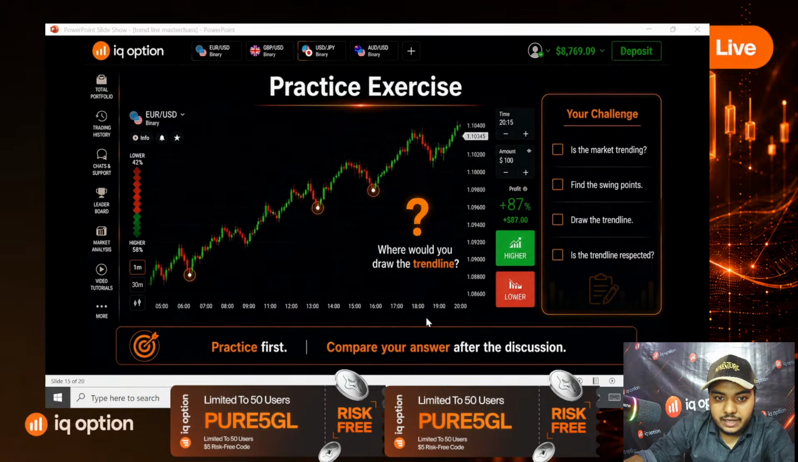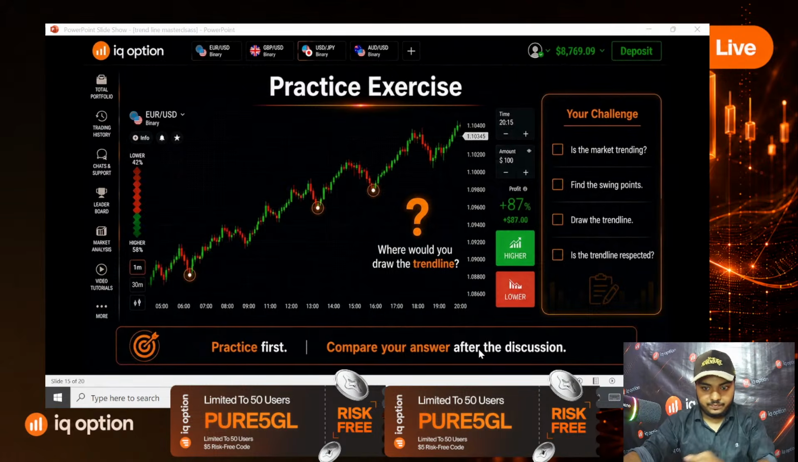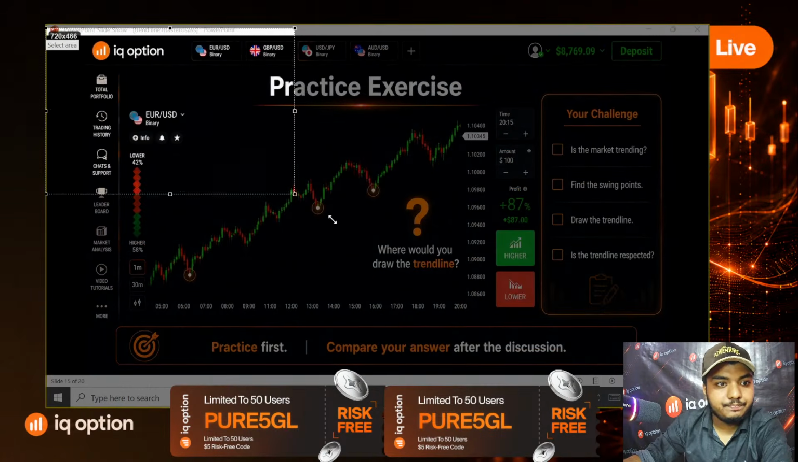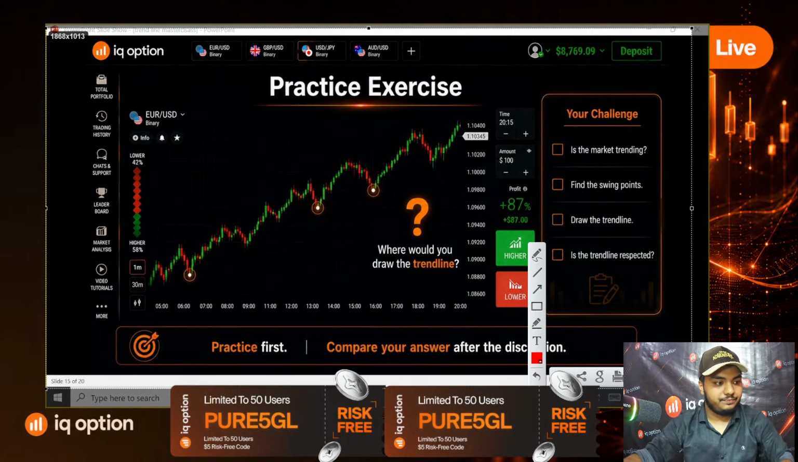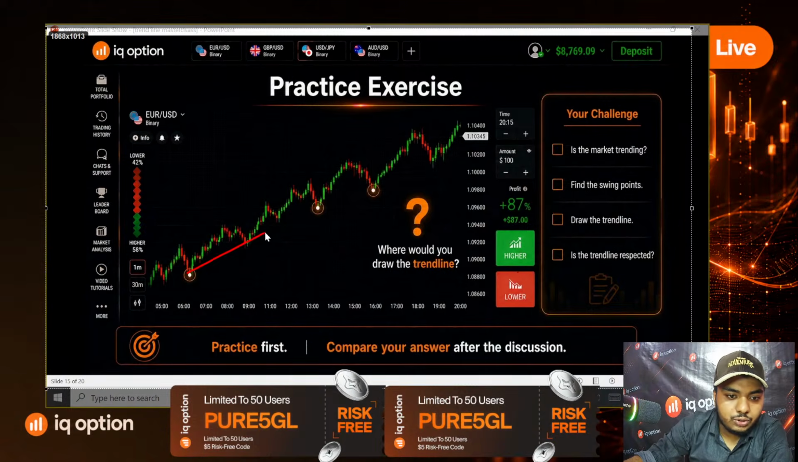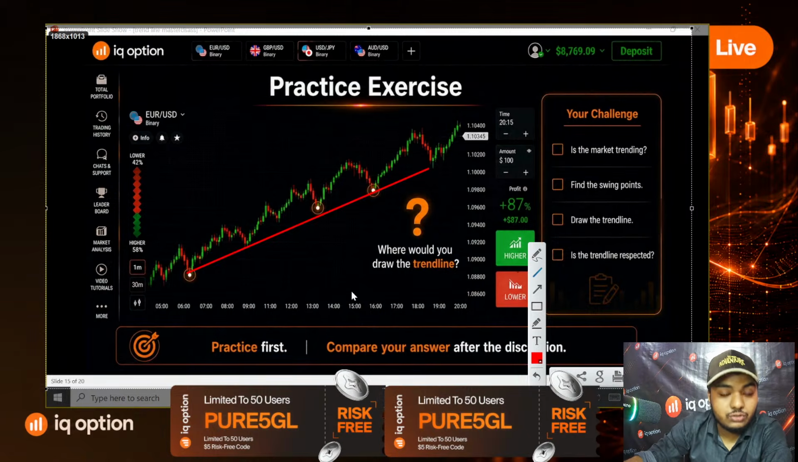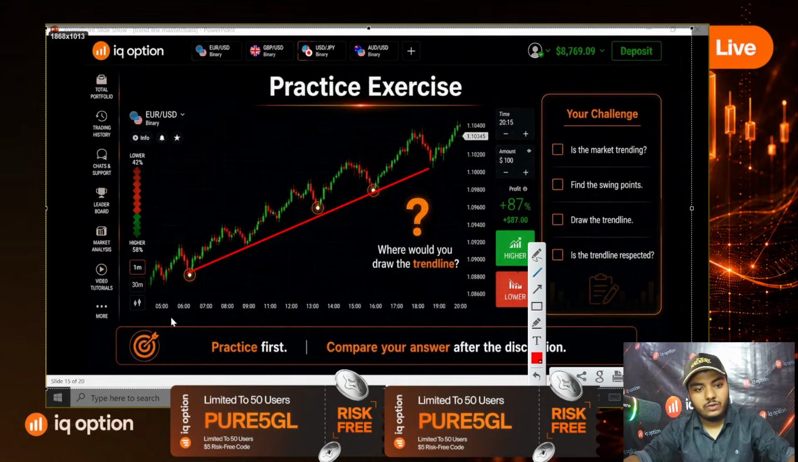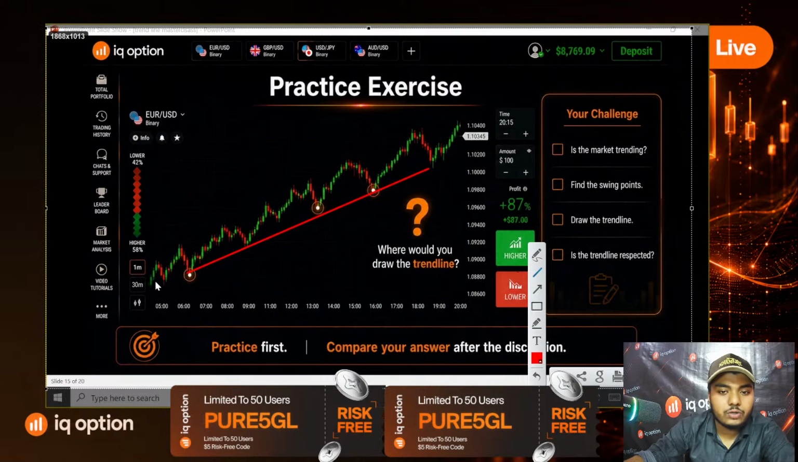So let's move to the next topic. Our next topic is the practice exercise. Let's draw it on the chart here, how we can actually draw it. Okay, let's analyze this one, guys. What do you think? From here to here, should I draw here or here? What should I draw? As I told you, only draw to the wicks, not the bodies. If you draw on the bodies, you will eventually get a lot of confusion. So always draw wick to wick.